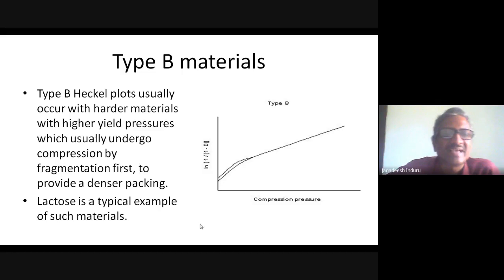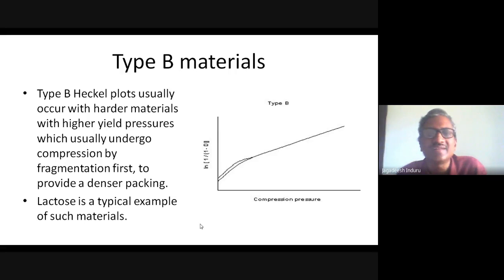So the example is lactose. It contains some yield value. After the yield value, it behaves as a plastic in nature. So in this type B material, we are plotting compressional force on the x-axis and the natural log of 1 by (1 minus rho r), rho r being the relative density.